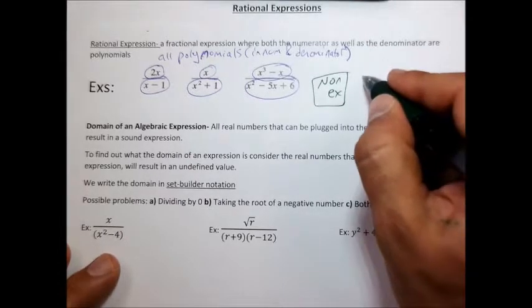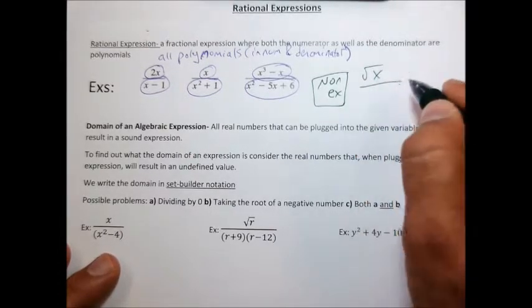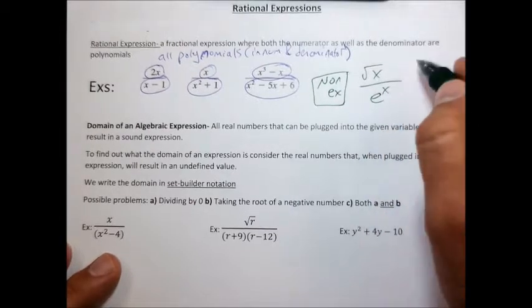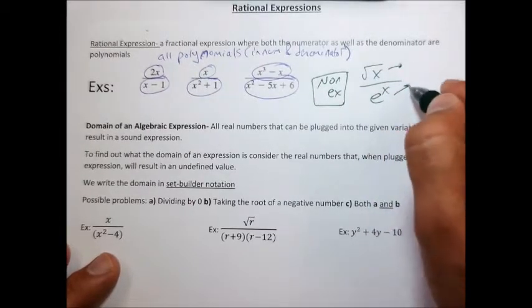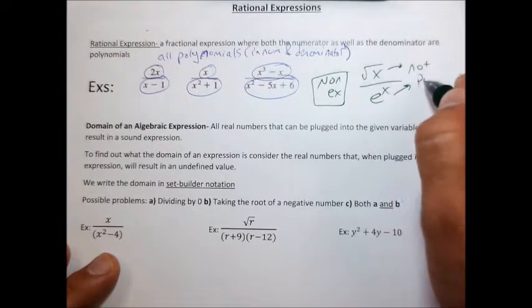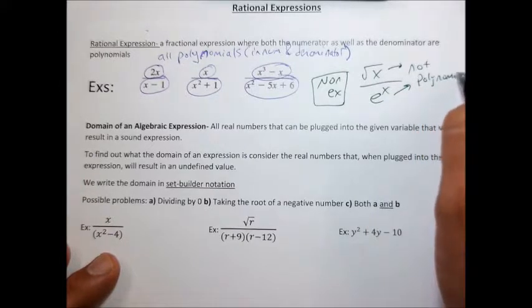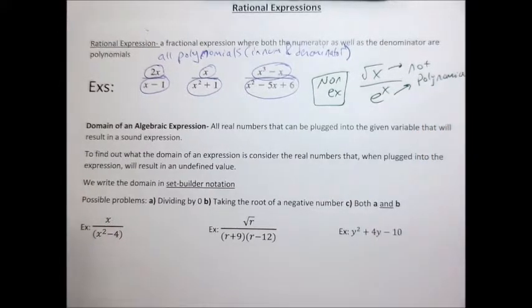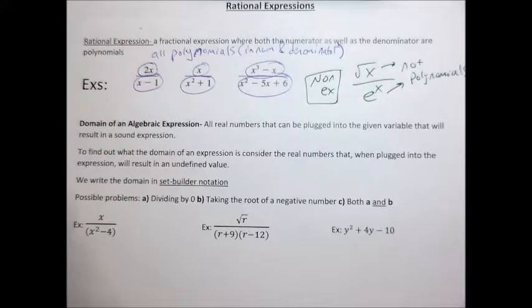So for example, square root of x doesn't work, divided by e to the x. Neither of those things are polynomials. And so we can't say that those are rational expressions. A rational expression is more of a vocab thing. It just means that everything in the numerator and the denominator is a polynomial. Okay. Questions about that at all?